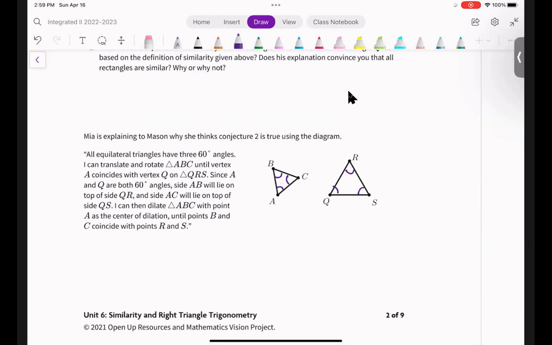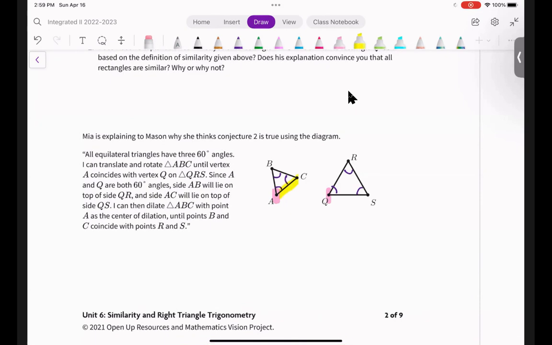And she says I can translate and rotate ABC until the vertex A coincides on Q. So here's A coinciding on Q. And since A and Q are both 60-degree angles, they'll lie on top of side QR and side AC. So this side here, AC will be on top of QS. And AB will be on top of QR, right?